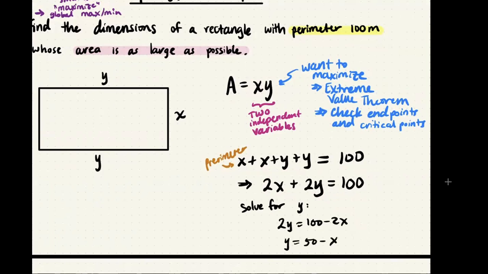Okay. Now that I have y on its own, and it's in terms of x, I can go back up here to my area equation, and I can replace this y with the expression involving x. I know that y is equal to 50 minus x. So instead of y here, I'm going to write 50 minus x.